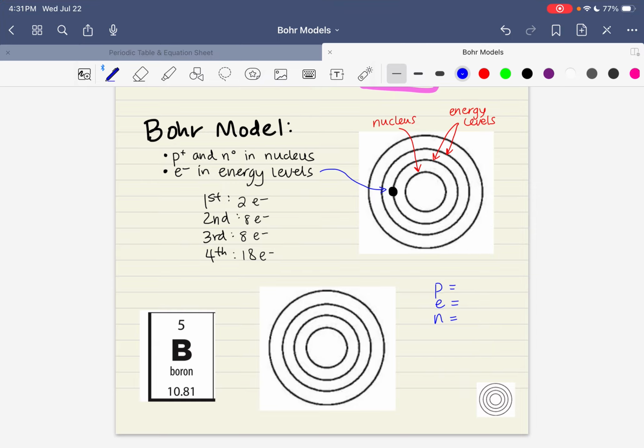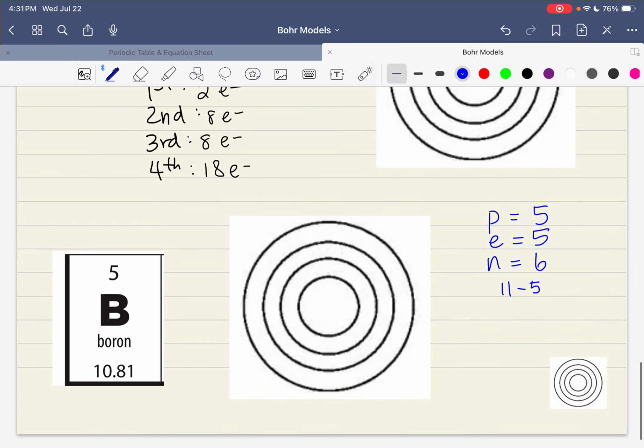For boron, I know that it has 5 protons because that's the atomic number. I know that it has 5 electrons because it's neutral. To figure out my neutrons, I'm going to take my mass number, which is 11, and subtract my atomic number, and that gives me 6. The first thing I'm going to do is put my protons and neutrons in the nucleus. I'm just going to write their numbers. We're not going to draw circles. So I'm going to write 5p plus, 5 protons, and 6 neutrons.